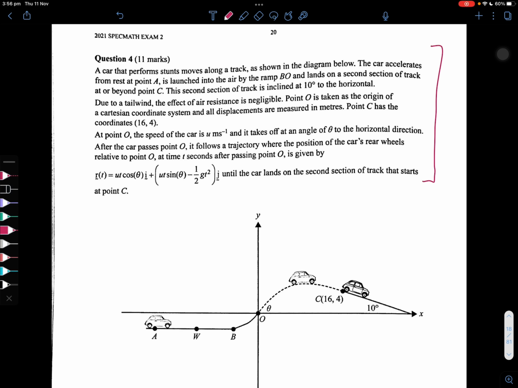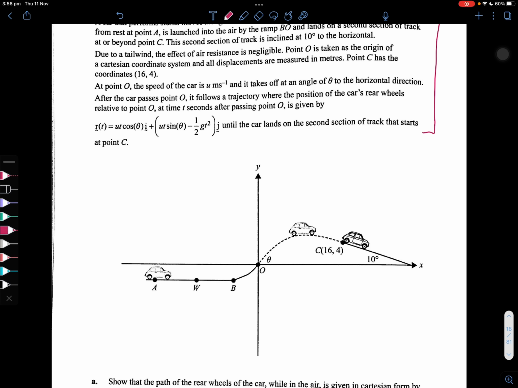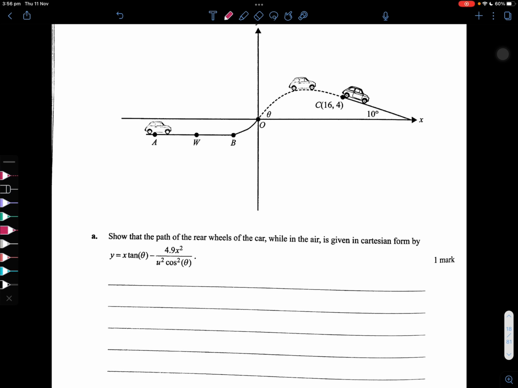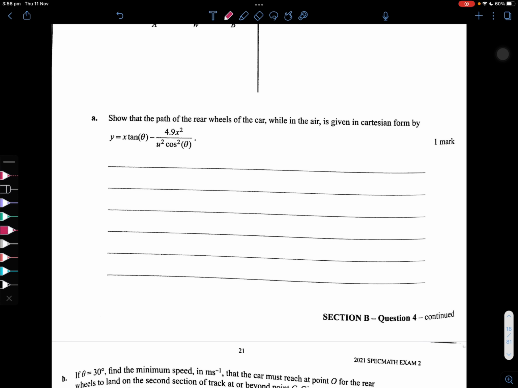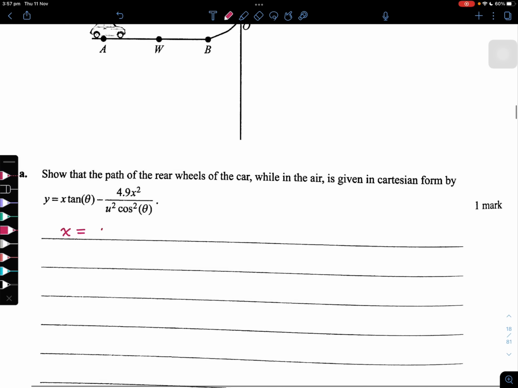Point O is taken as the origin of a Cartesian coordinate system and all displacements are measured in meters. Point C has those coordinates. At point O, the speed of the car is u meters per second and it takes off at an angle of theta to the horizontal direction. After the car passes point O, it follows a trajectory where the position of the car's rear wheels relative to point O at time t seconds after passing point O is given by that, till the car lands on the second section of the track that starts at point C. Oh, that is a good amount of reading. Show that the path of the rear wheels of the car while in the air is given in Cartesian form by that. Okay. So here we have x equals that. So let's go x is equal to ut cos theta.